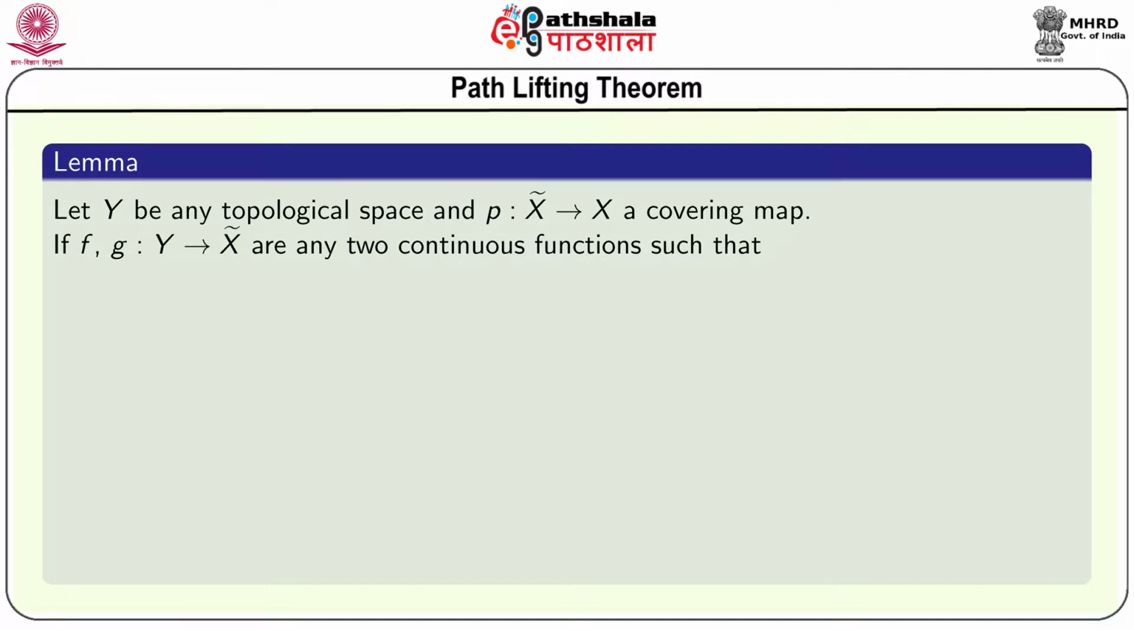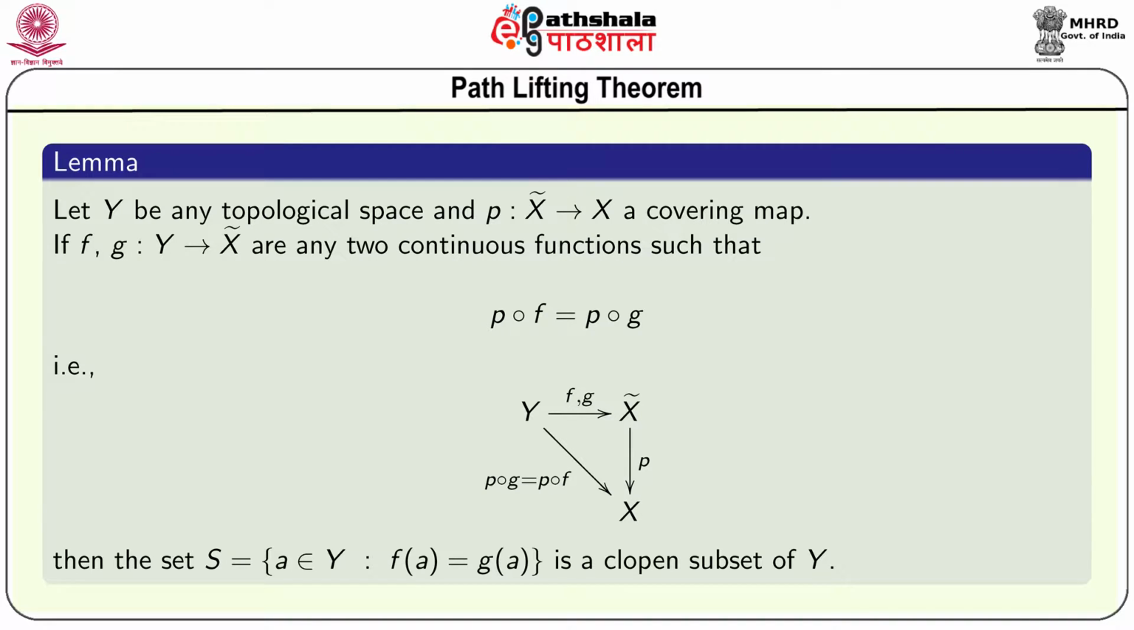For proving uniqueness of the path lifting property of a covering map, we need the following lemmas. Suppose Y is a topological space and P from X tilde to X is any covering map. If f and g are two continuous functions such that P composed f is equal to P composed g, that means the diagram shown here commutes, then the set S consisting of all the points a from Y with the property that f(a) equals g(a) is a clopen subset of Y.